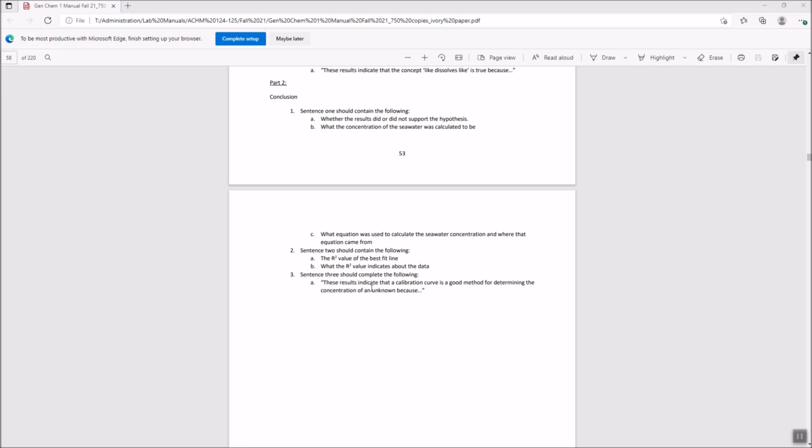Sentence 3. The results indicate that the calibration curve is a good method for determining the concentration of an unknown because it's relatively easy to measure the conductivity. We stick in the conductivity probe, and the calibration curve can be used to determine the information we care about, in this case, the concentration of the solution.